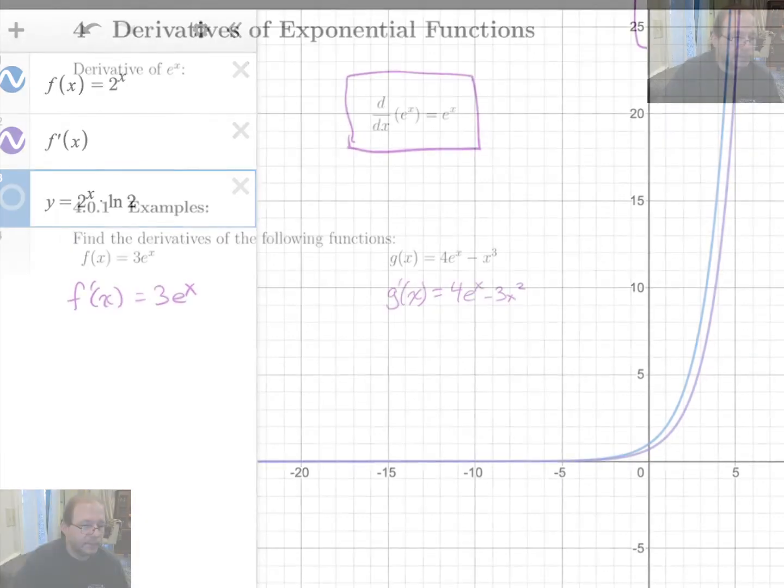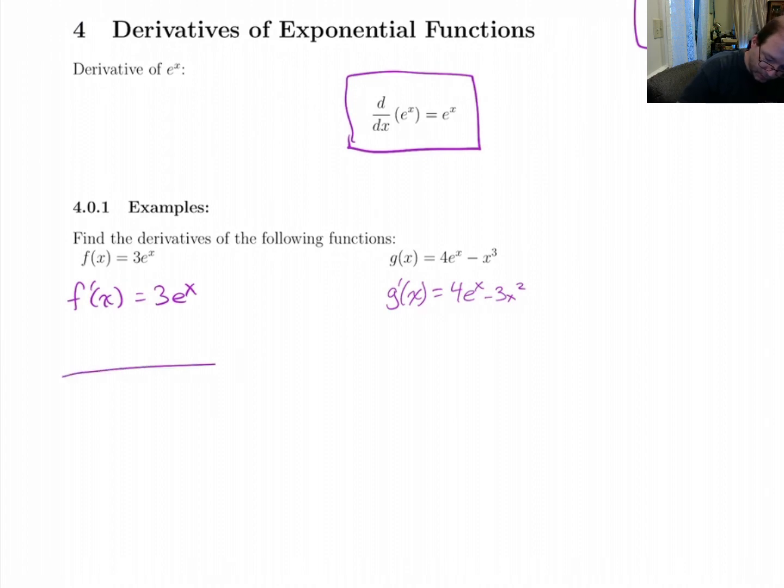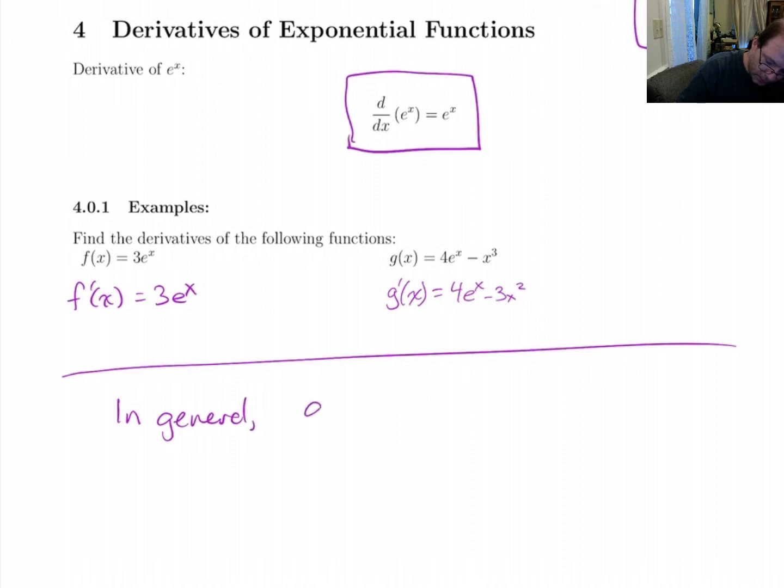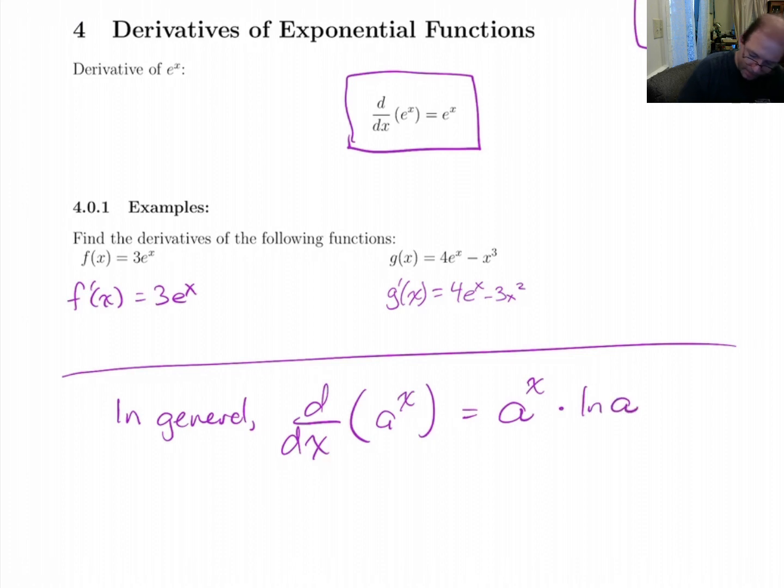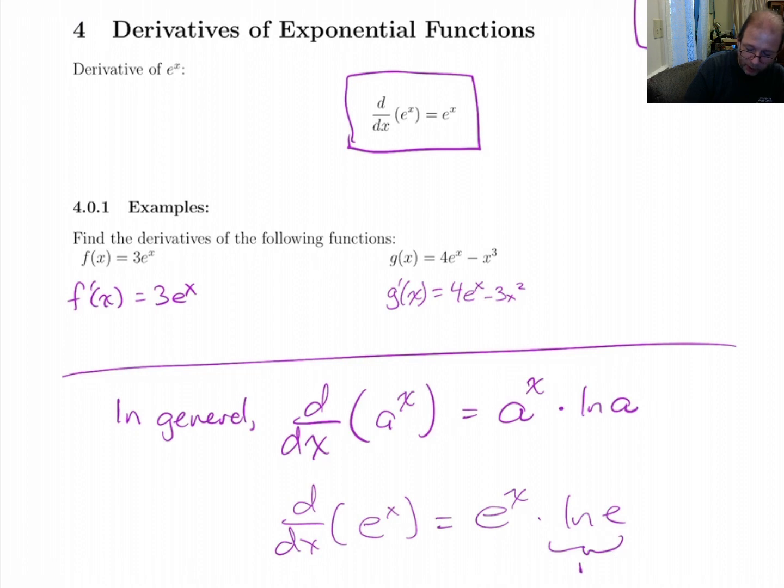So in general, if you take the derivative of a to the x, what you get is a to the x times ln a. And when you put in e for a, you get this, but ln of e is 1. All right. So that's pretty much all there is to this section.